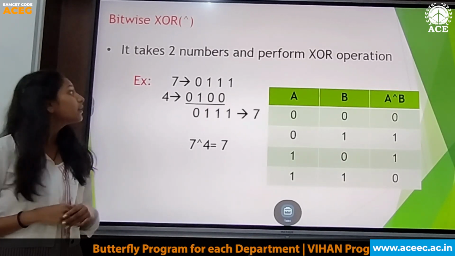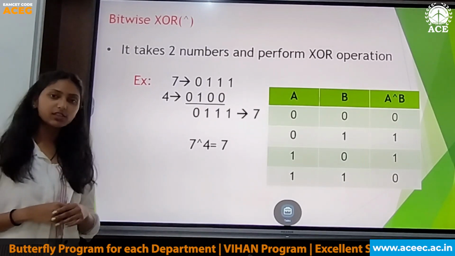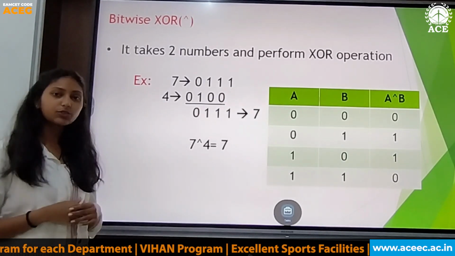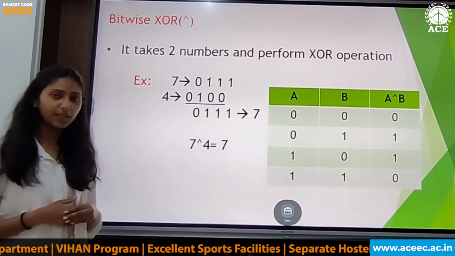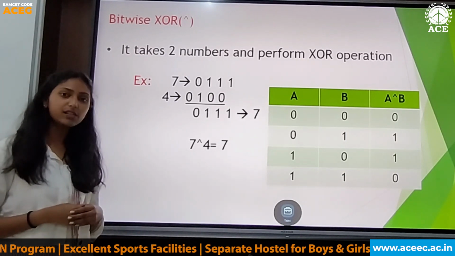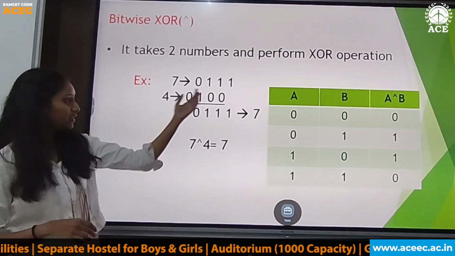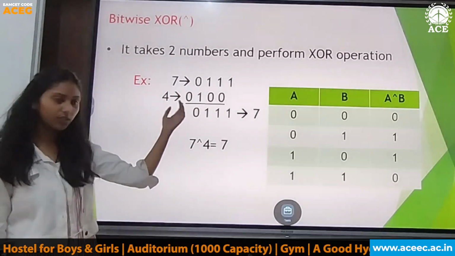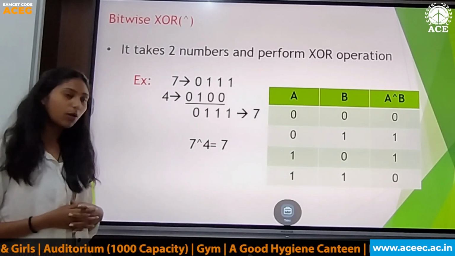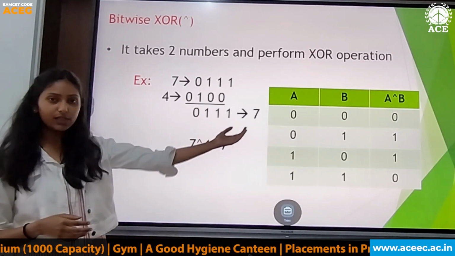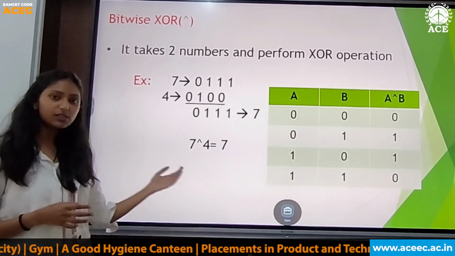Bitwise XOR. It takes two numbers and performs the XOR operation. Let us see the truth table. If both the inputs are the same, then we'll get 0, otherwise we'll get 1. Coming to the example, the binary representation of 7 and of 4 are shown here. When we apply the XOR operation, we get the final value as 3.